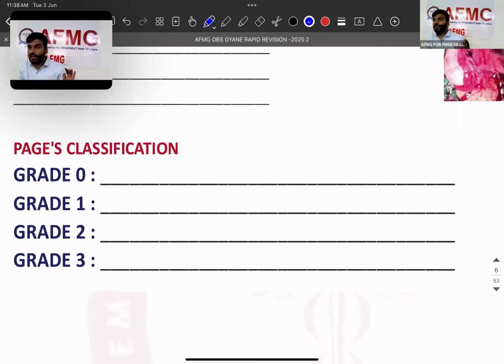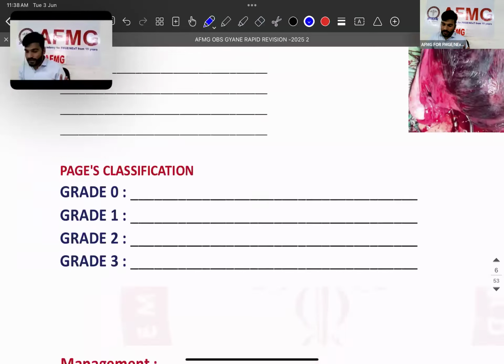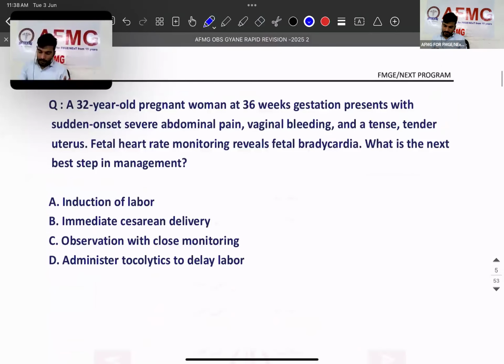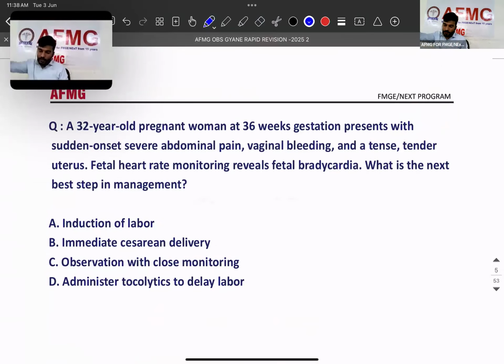All clear? Can we write now in 2 minutes? Before that, answer. A 32-year-old pregnant woman at 36 weeks presents with abdominal pain, vaginal bleeding, and a tense tender uterus. Fetal heart rate monitoring reveals fetal bradycardia. What is the next best step?